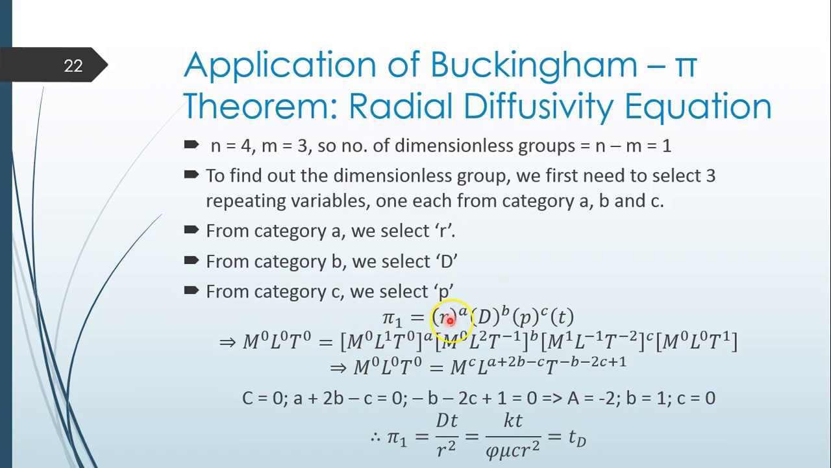So phi 1 is equal to r to the power A, D to the power B, and t to the power C. We will again get a system of equations, and we will get phi 1 is equal to Dt by r square, which is equal to kt by phi mu c r square, which can also be written as tD, dimensionless time. Okay, so that was it.